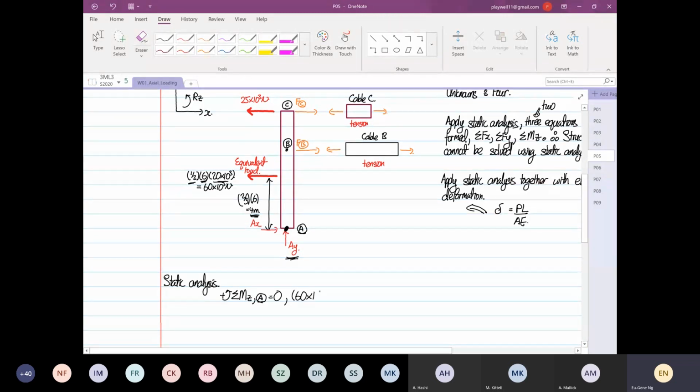Multiply a distance of 4. Then you're going to have your plus 25 kilonewton. This is the load at the top, multiplied by the entire length of 9. Then you will have your FB. Your FB is going clockwise, minus 6 FB. And then your FC is going clockwise, so minus 9 FC. The whole thing will be equal to 0, right?